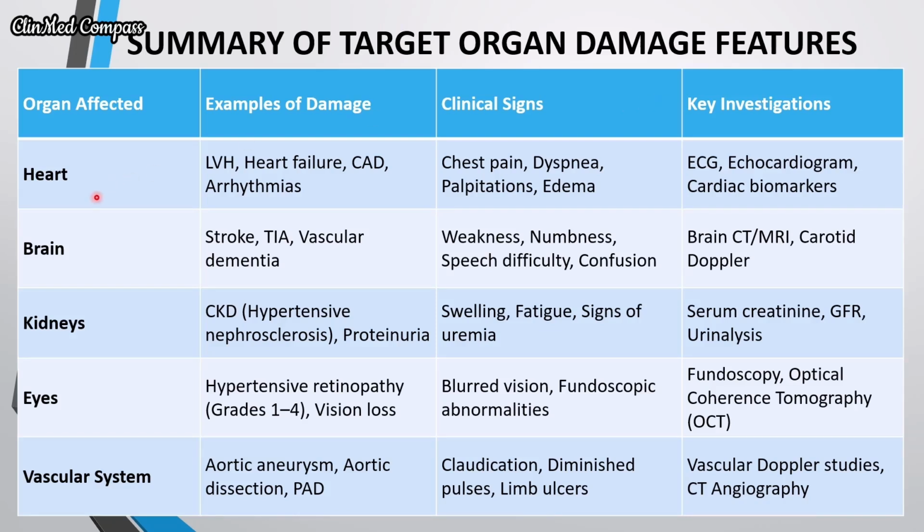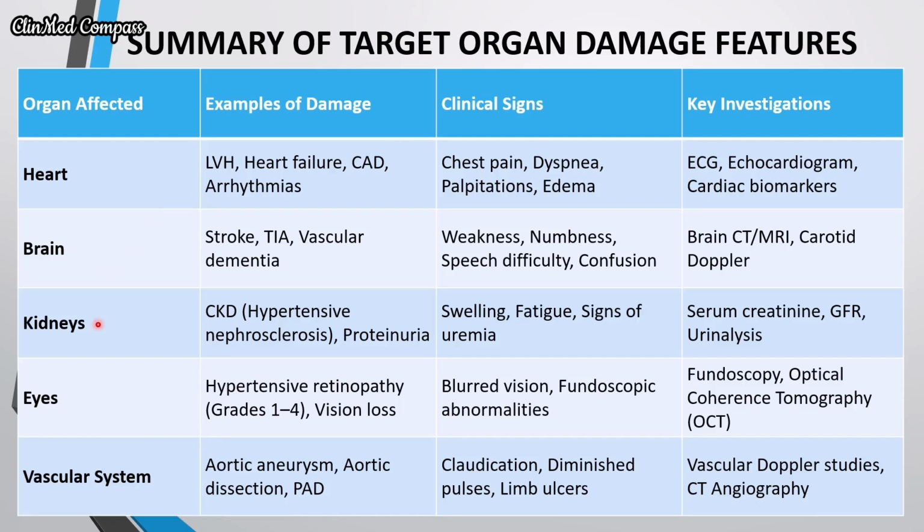Like we said, in the heart, left ventricular hypertrophy, heart failure, coronary artery diseases, arrhythmias. They could have several presentations, chest pain, dyspnea, palpitation, and so on. ECG, echocardiography, or cardiac biomarkers, as the case may be, could be useful investigations. Then the brain, stroke, which could be hemorrhagic or ischemic, TIAs, vascular dementia, and so on. The brain CT scan or MRI or even Doppler ultrasound scan could be very valuable.